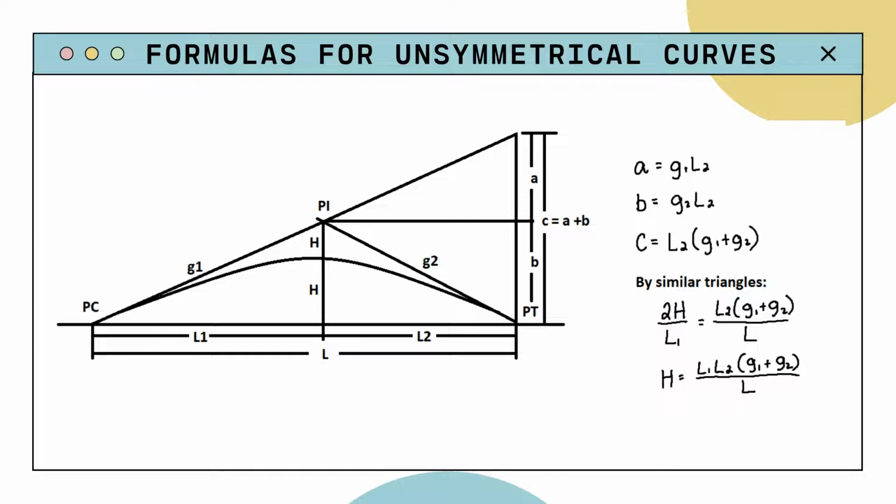For our first formula, we follow the same idea as that of a symmetrical curve. Previously, A was equal to G1 multiplied by L over 2, and the same is applied to B. But now, since we assume that both lengths are not equal, A is now equal to G1 multiplied by L sub 2 since we're using the right side of the parabola. And the same goes for B. So now C is equal to L sub 2 times the sum of G1 and G2, and by similar triangles, we have 2H over L sub 1 equal to L sub 2 times the sum of G1 and G2 over L. Finally, after simplifying this, we get H is equal to L sub 1 times L sub 2 times the sum of G1 and G2 over L.